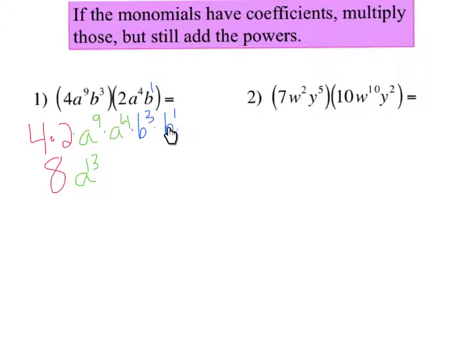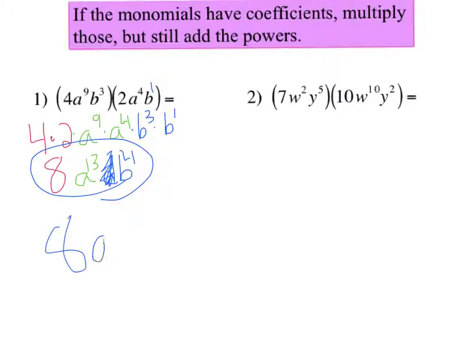b to the third and then b to the first. So 3 b's and 1 b give us a total of 4 b's. And I wrote a d, sorry. b to the fourth. Get rid of that. Dyslexia. Okay, there we go. That's it. Final answer: 8a to the 13th multiplied to b to the fourth.